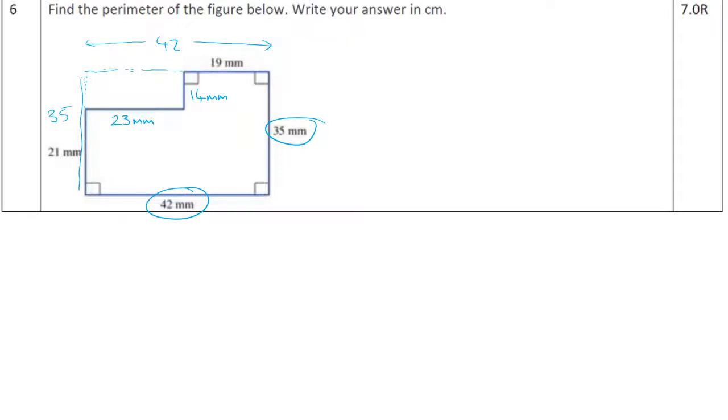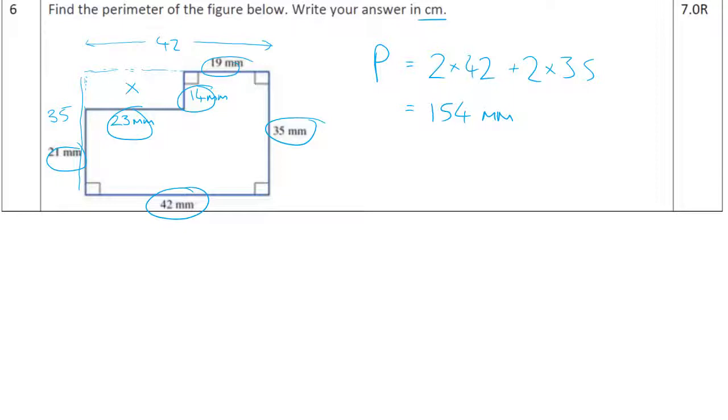So even though we've got a rectangle with this chunk cut out of it here, as long as that chunk is also in the shape of a rectangle, the perimeter of the whole shape doesn't actually change. So either way you did it was fine. You could add up all the numbers around the sides, so the 42, 35, 19, 14, 23, and 21, or you could recognize that the perimeter was going to be 2 times 42 plus 2 times 35, which is 154 millimeters. But again, we want the answer in centimeters, so this is 15.4 centimeters.